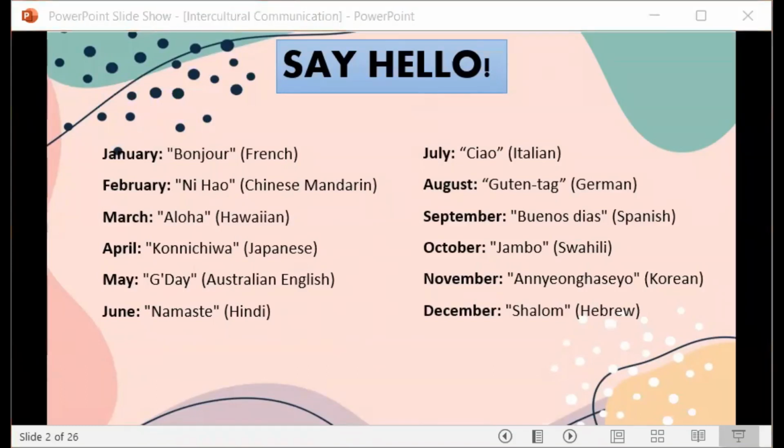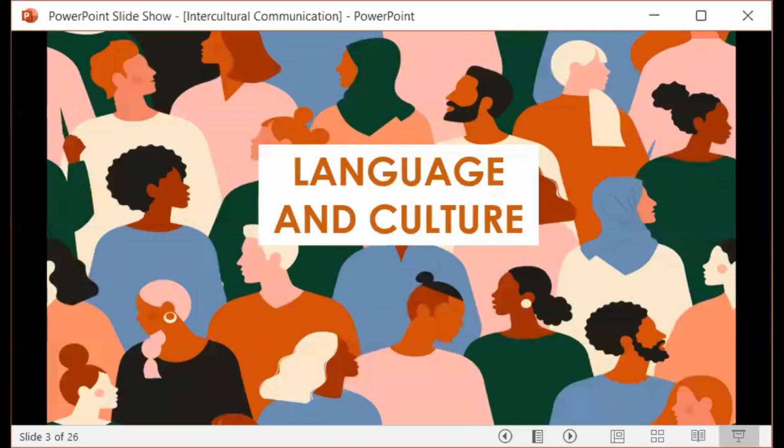All of this is related to what we're going to talk about later on. This activity is related to our topic, which is intercultural communication, just like I mentioned earlier. First, let us identify the differences between language and culture.